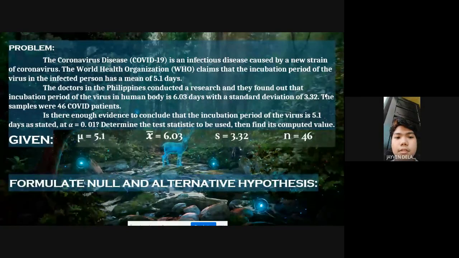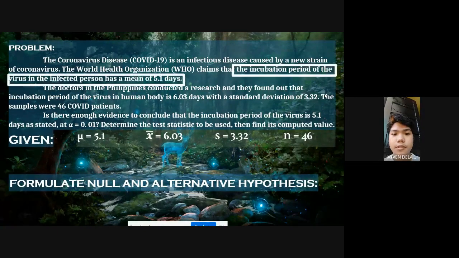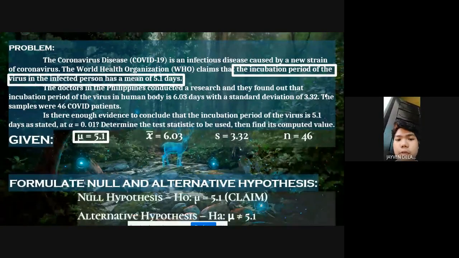In formulating the null and alternative hypotheses, we must determine the parameter, and our parameter is the incubation period of the virus in the infected person as a mean of 5.1 days, which is also our claim. Translating into symbols, we have population mean equals 5.1, since our parameter contains an equal sign. Then our null hypothesis will be population mean is equal to 5.1. Since there is no phrase in the problem that is less than or greater than, our alternative hypothesis will be population mean is not equal to 5.1.